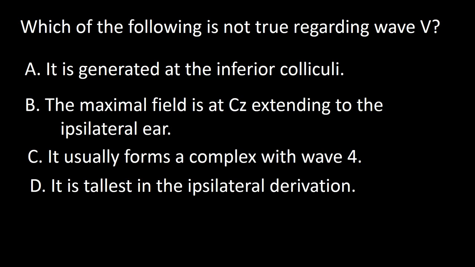Which of the following is not true regarding wave 5? A. It is generated at the inferior colliculi. B. The maximal field is at ZC extending to the ipsilateral ear. C. It is usually mixed with wave 4 and 5, creating a complex. D. It is tallest in the ipsilateral derivation.